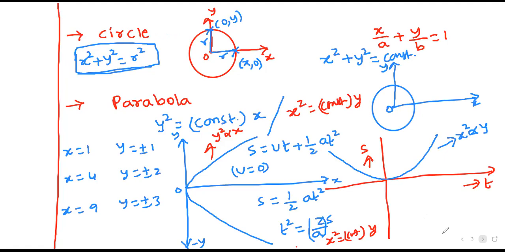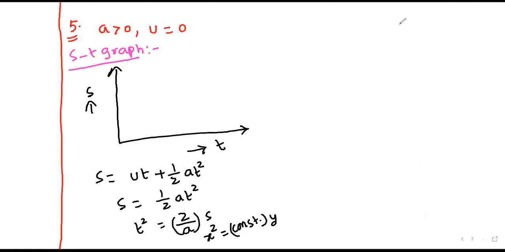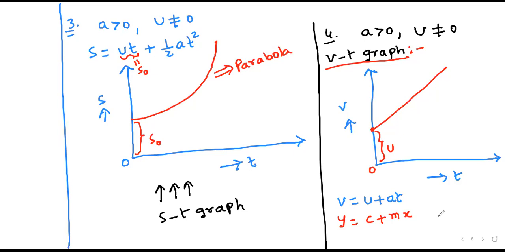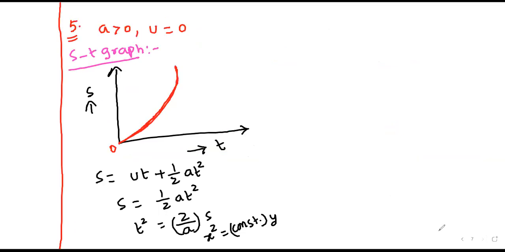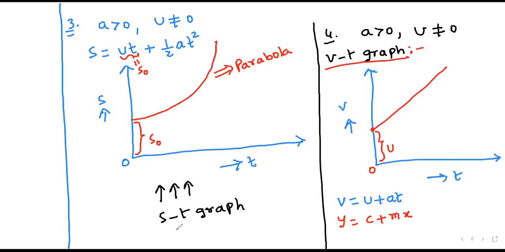So my graph, this is the origin. From the origin it should start. The difference between the previous graph, see third one and fifth one: here we are having an initial displacement.